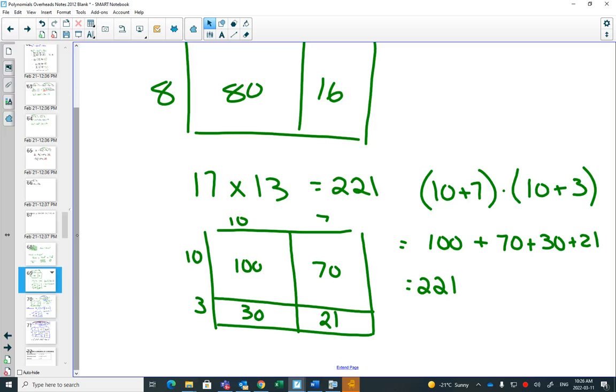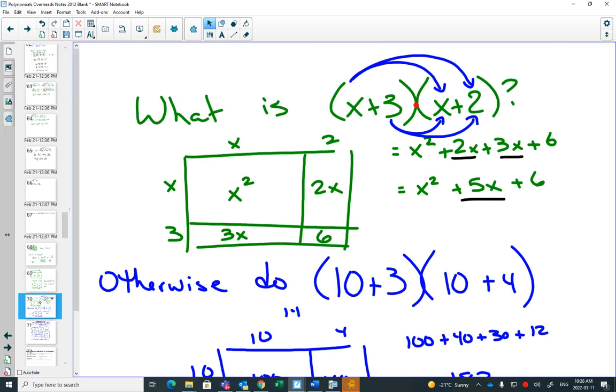Then we made the jump to algebra. And we asked ourselves, what is x plus 3 times x plus 2? And you could, again, draw it as area. This side is x plus 3. This side is x plus 2. Draw the chart or make the area into different sections.